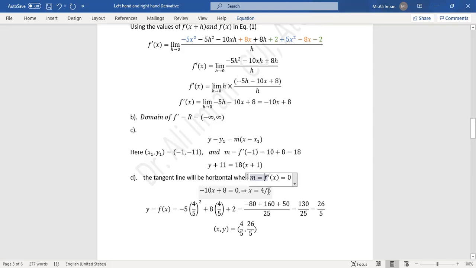Now to find the y value, we will put this value in the initial question. Y is equal to f of x is equal to minus 5 into 4 by 5, which is the value of x, square, plus 8 into 4 by 5 plus 2. And after simplifying, we will get the value of y is equal to 26 divided by 5. X comma y is equal to 4 by 5 comma 26 divided by 5. This is the point where the tangent line is horizontal.